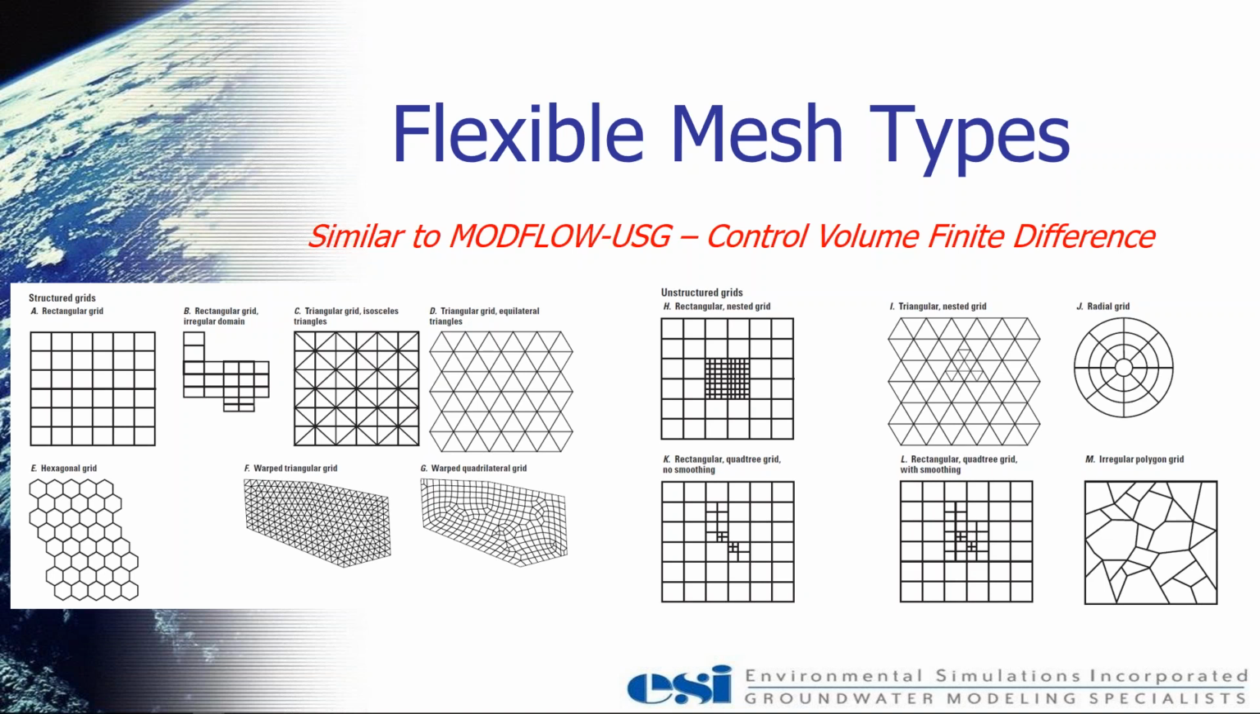So the native mesh types in Groundwater Vistas are the normal MODFLOW grids, the nested grids, quad tree grids, triangular grids, and Voronoi polygon grids. Those are the main ones.